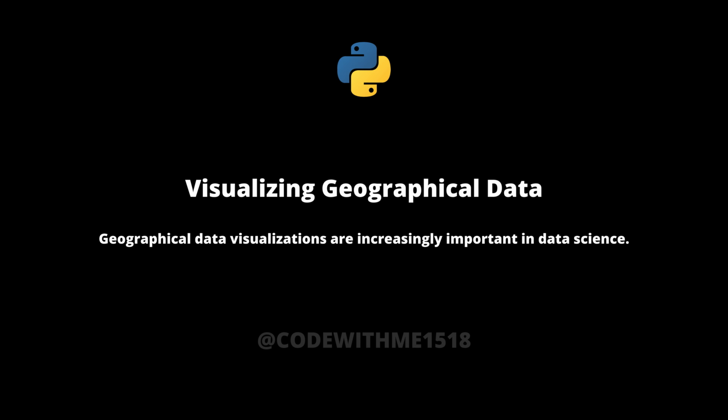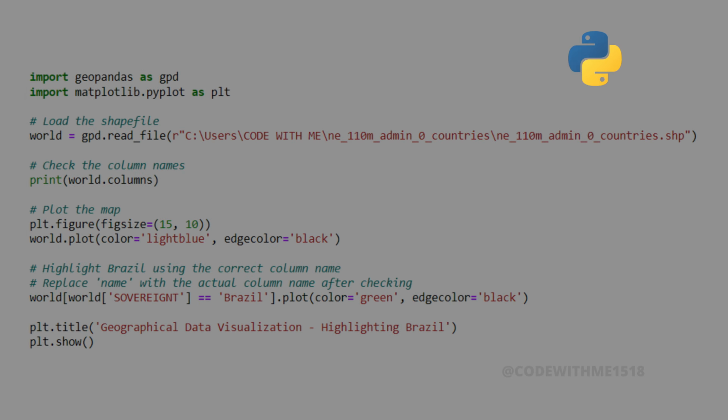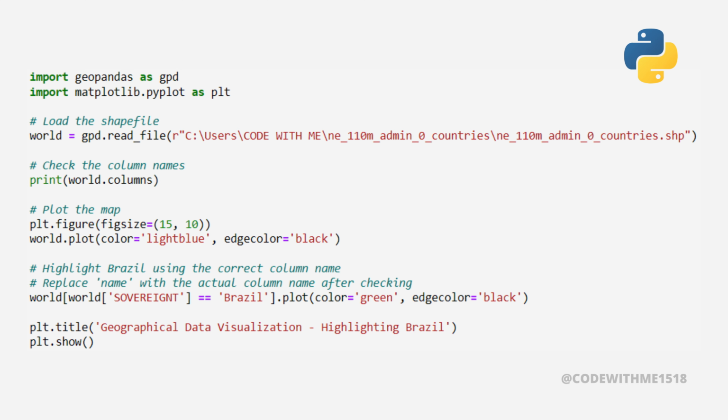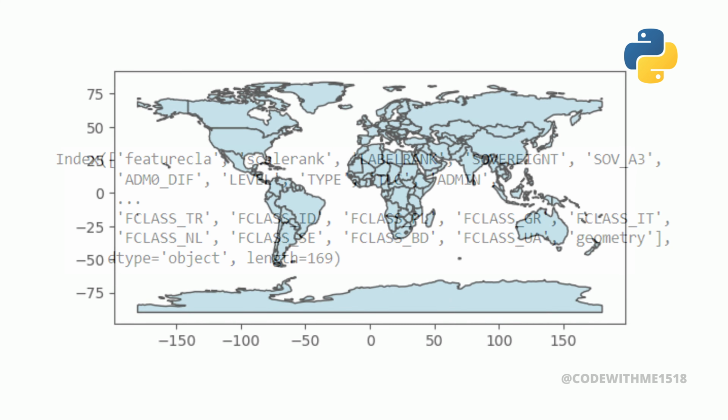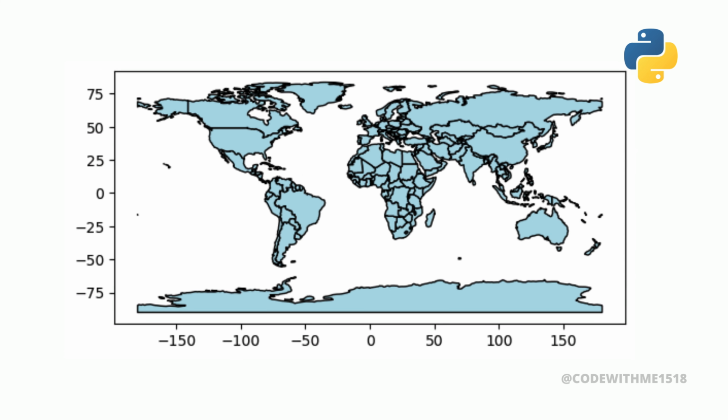Geographical data visualizations are increasingly important in data science. Let's use Python to create a map showing data distribution across different regions. Using Geopandas, we can easily visualize geographical data. Here, we've highlighted Brazil on the world map, but you can adapt this to show data across multiple regions or countries.